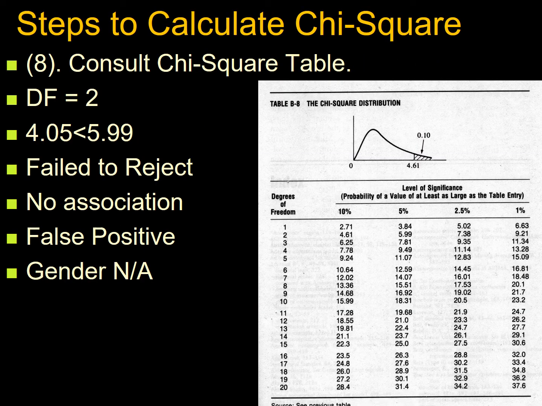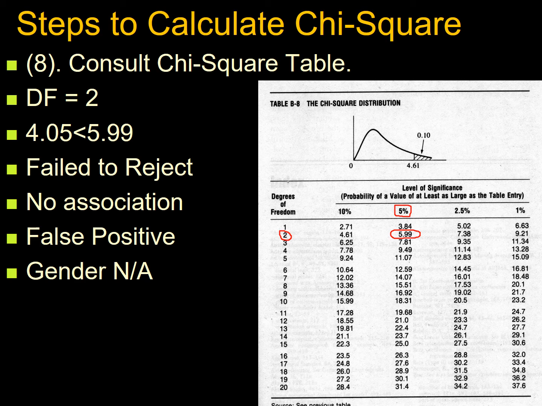Now the 8th step is to consult the chi-square table. And here you can see the chi-square table being represented. Let's pull up a pointer option. So we can see here the 5% level of significance, which is pretty standard. This here is the degree of freedom that we calculated, and it gives us a critical value of 5.99.